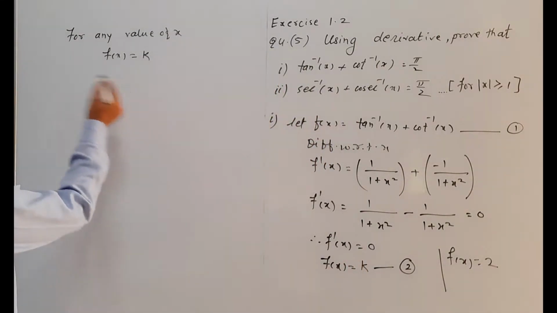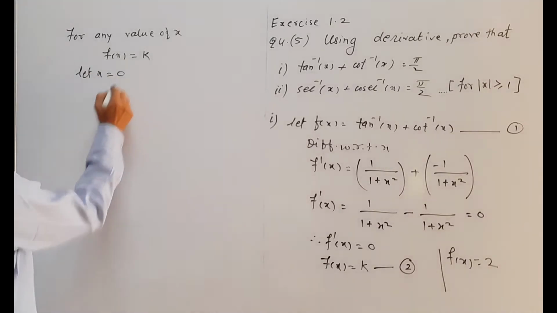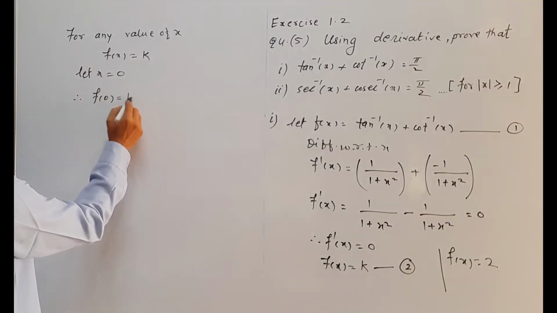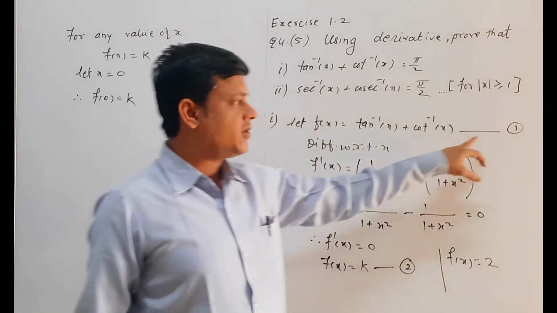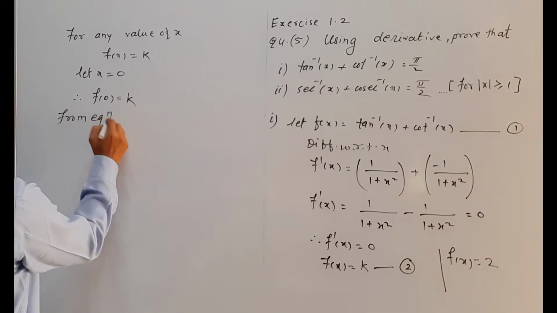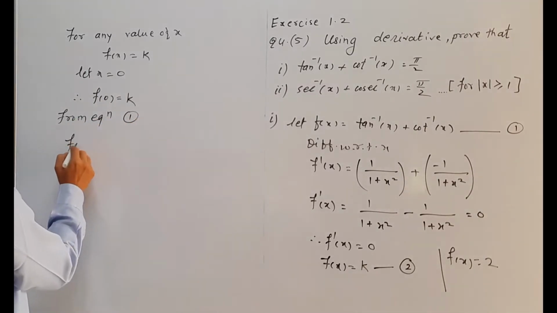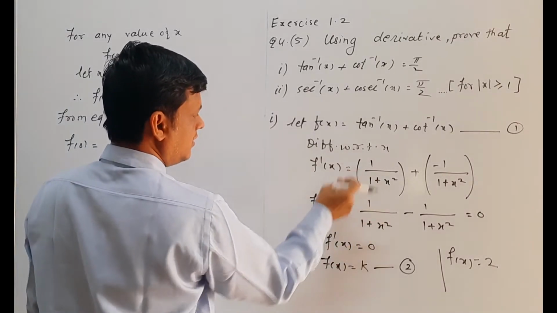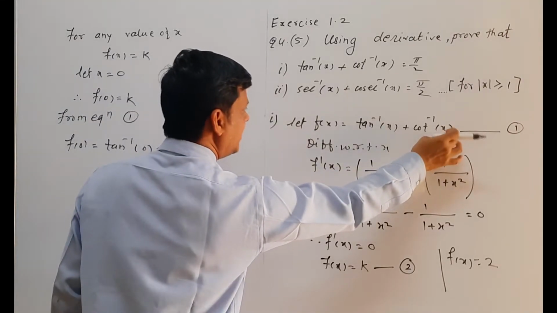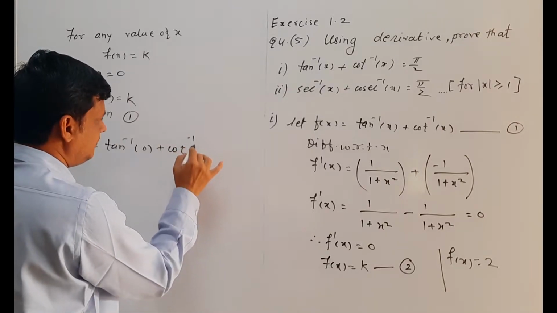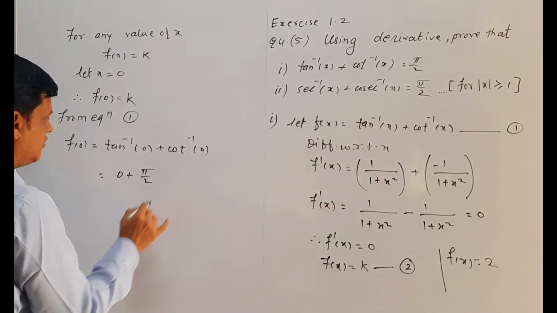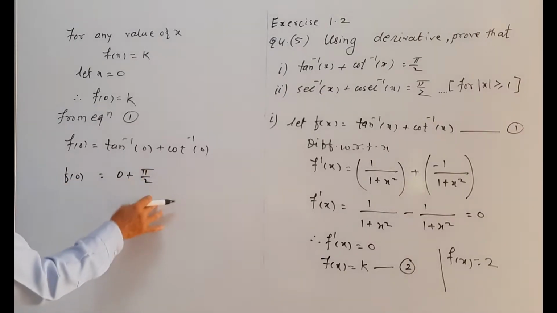So we consider the value, let x equal 0. Therefore we write f of 0 equals k. Now from equation 1, when we replace x by 0, f of 0 equals tan inverse 0 plus cot inverse of 0. Tan inverse of 0 is 0, cot inverse of 0 is pi by 2. So we get f of 0 equals pi by 2.